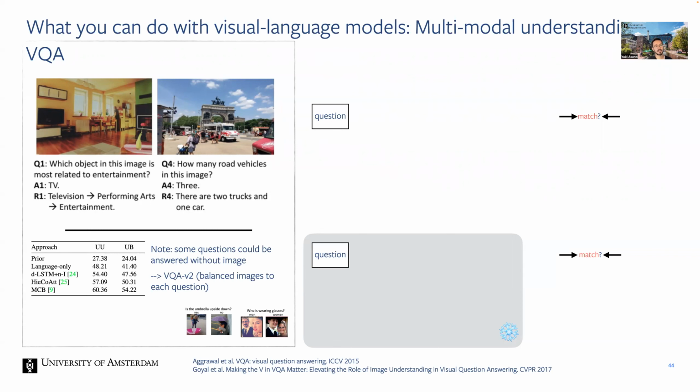One note here is that this original VQA dataset was a bit easy because which objects are even related to entertainment? There's not that many. So even if you had a language-only model, you could solve this dataset quite well. So that's why they introduced then the VQA V2 dataset, which has balanced images to each question. So for example, if the question is, is the umbrella upside down? Then in this dataset, they have a yes image and a no image. And that's why if you train it with a language model, the best solution it could come up with would be guessing. So indeed, the model needs to look at the image.